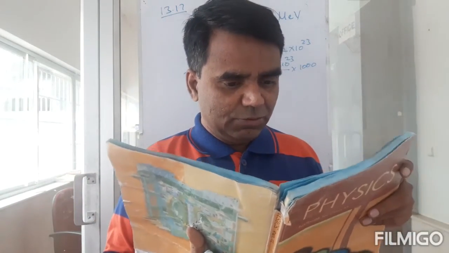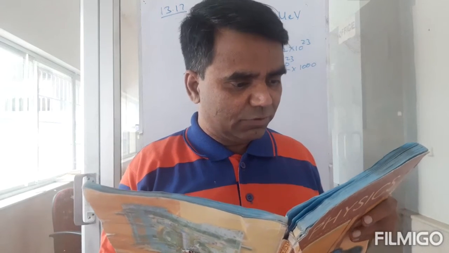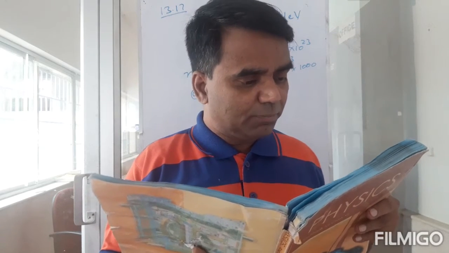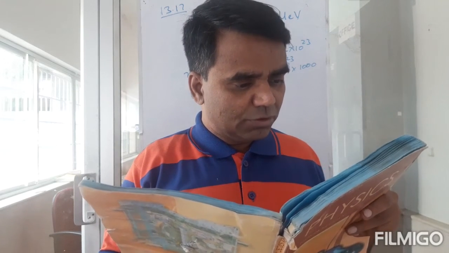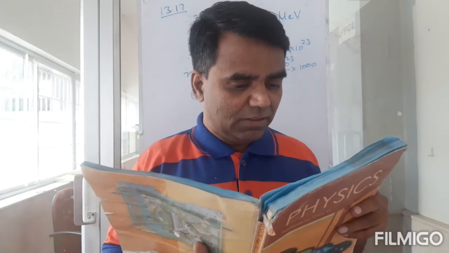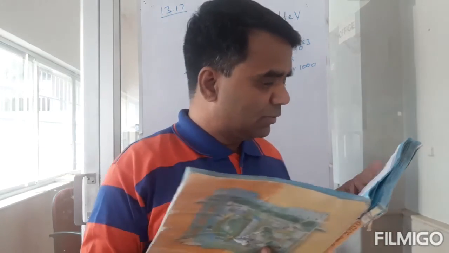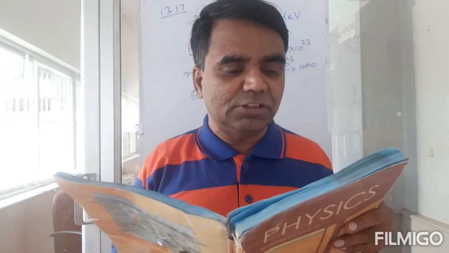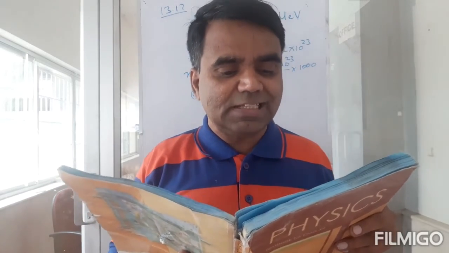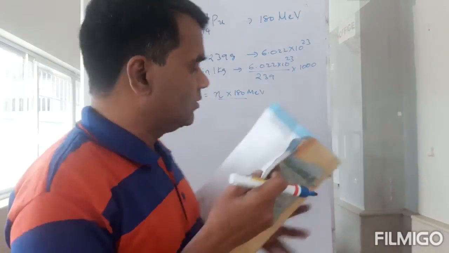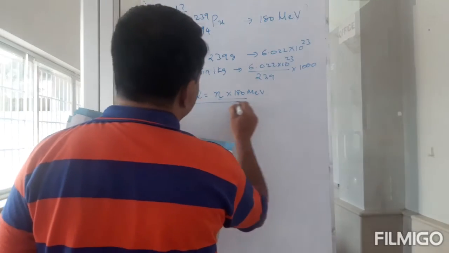Then 13.18 uses half-life period and so on, so let me not do that. Let me move on to 13.19. Well, 13.19 is similar to 13.17. How long can an electric lamp of 100 watt be kept glowing by fusion of 2 kg of deuterium? Take the fusion reaction as this. So this is 13.19.